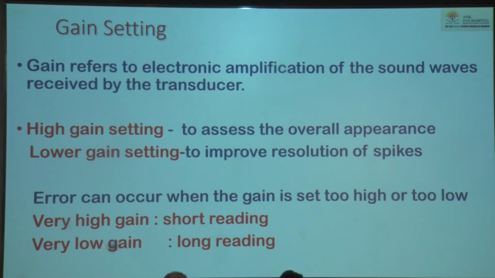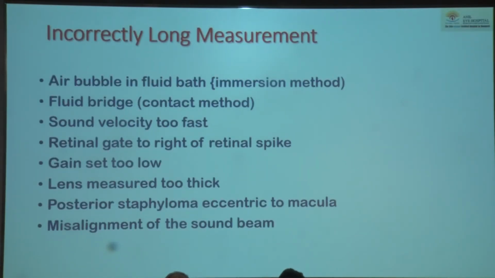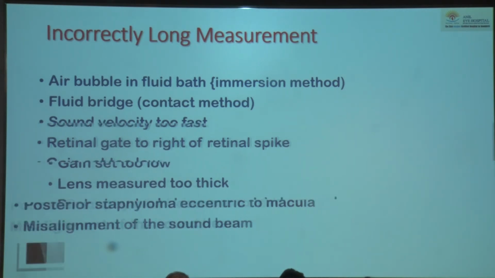There are so many other reasons also. Even with the gain setting, an error can occur if the gain is set too high or too low. So in case of these measurements, you can have an incorrectly short measurement. Also, if the sound velocity used is too slow, or if there is a misalignment of the sound beam. At the same time, you can have an incorrectly long measurement due to an air bubble, or if there is a fluid bridge, or again a posterior staphyloma.